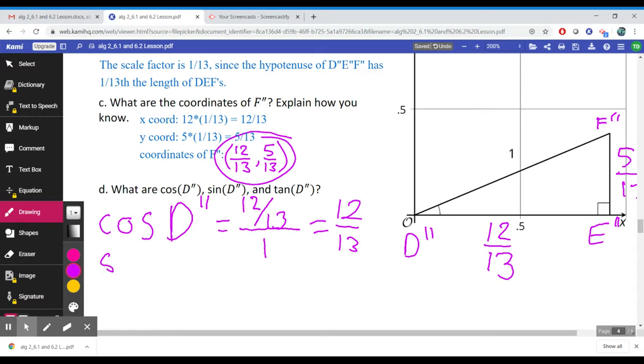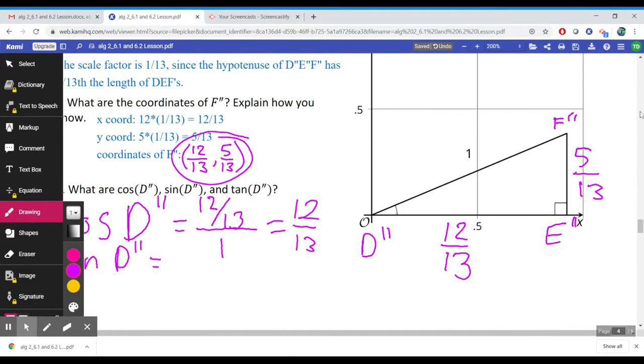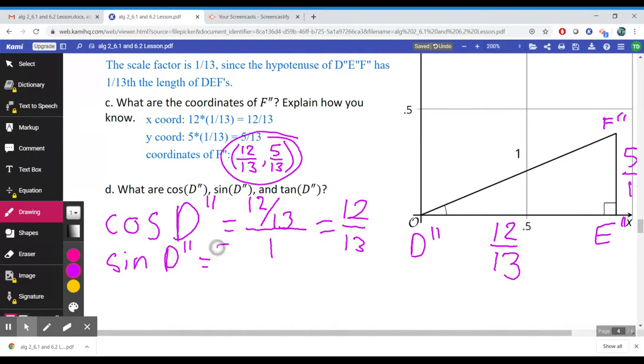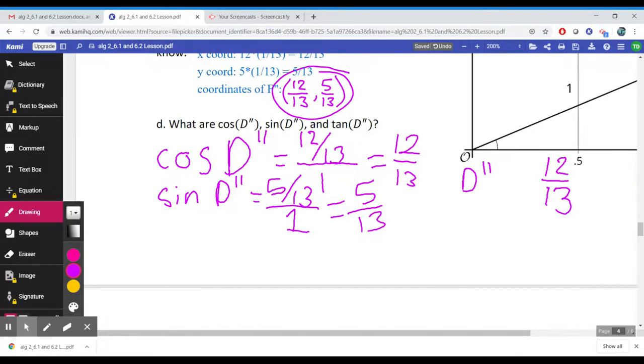Next, we'll take a look at the sine of d double primed. For sine, we have to look at the opposite side divided by the hypotenuse. Our opposite side is this 5/13 right here. So we'll have 5/13ths divided by the hypotenuse, which is still just 1. And anything divided by 1 is itself. So still 5/13. And just to keep it from getting too confusing while we get squished into the bottom there, I'm going to switch to pink instead of purple for the tangent.